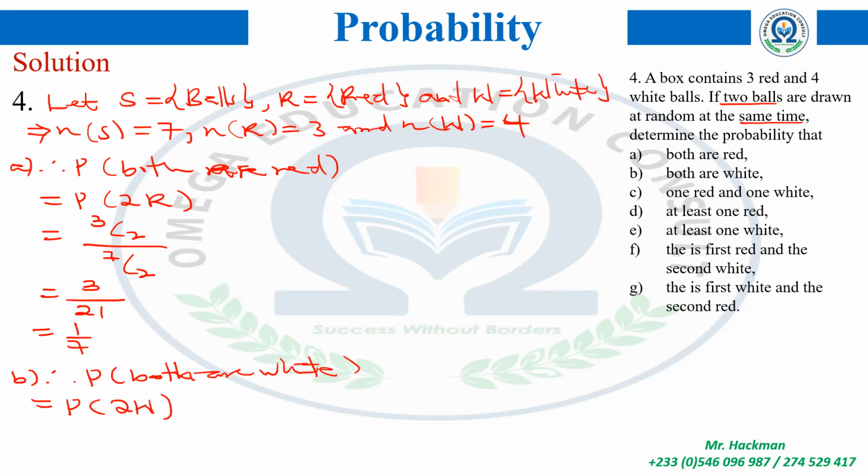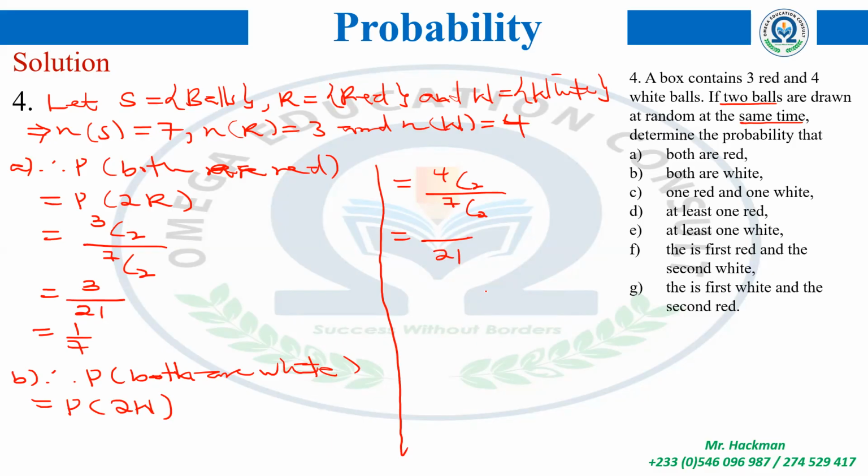And remember, I've told you, once you get your representation this way, you have to make use of it. Take note. So now I need to go and select white from white. So I'm going to get 4 combination 2, all over 7 combination 2. That is my denominator. Selecting 2 out of 7, we said will be 21.